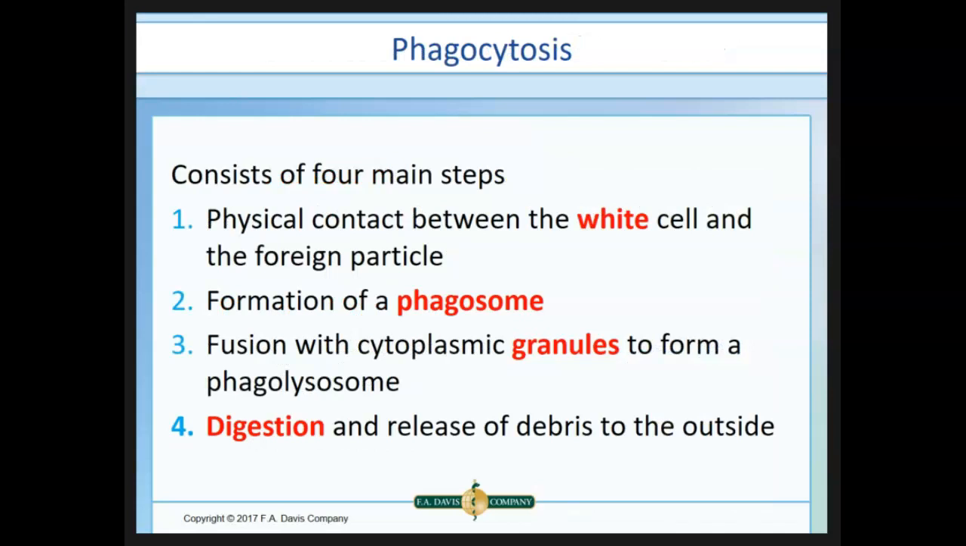Phagocytosis, we're just going to go briefly through this because we're going to talk about it more in depth in a later lecture. Phagocytosis is part of the innate immune system, natural immunity. It consists of four main steps. There has to be physical contact between the white blood cell and a foreign particle. Then there's the formation of a phagosome, then fusion with cytoplasmic granules to form a phagolysosome, and then digestion and release of that debris to the outside of the cell.